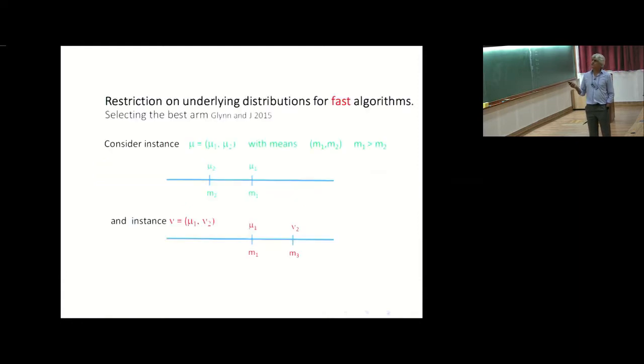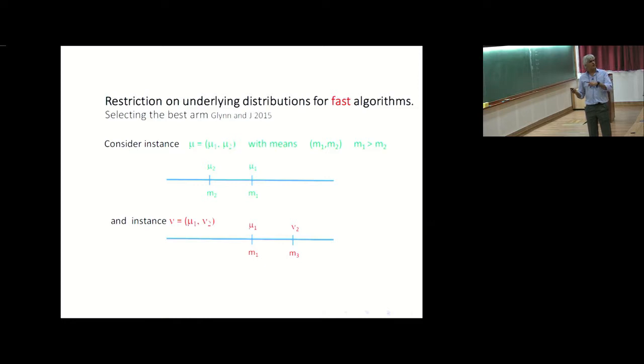Let me just give you an example. This is from Glynn and Juneja 2015. Suppose I have a delta-correct algorithm, which works on these two distributions. This is distribution mu1 with mean m1 and distribution mu2 with mean m2. m1 is greater than m2. It also works on another instance of two distributions mu1 and nu2, where now under nu2 the mean is m3, which is bigger than m1. Meaning the algorithm in this case will say mu1 has the largest arm with probability at least 1 minus delta, but in this case it'll say mu1 has the largest arm with probability at most delta.